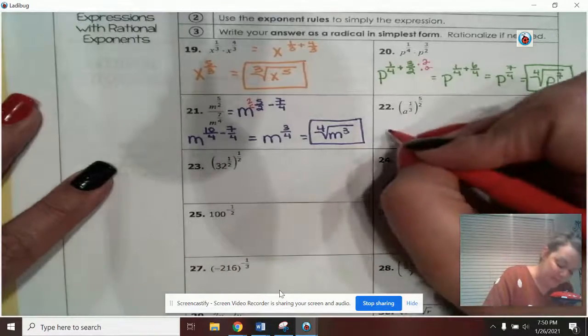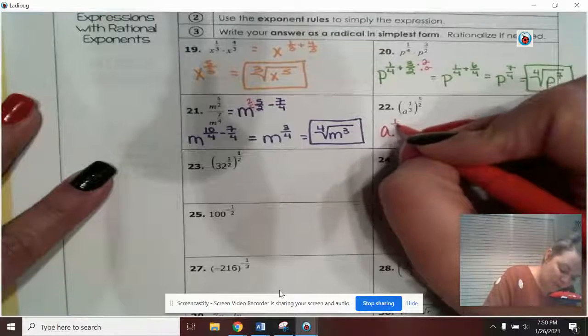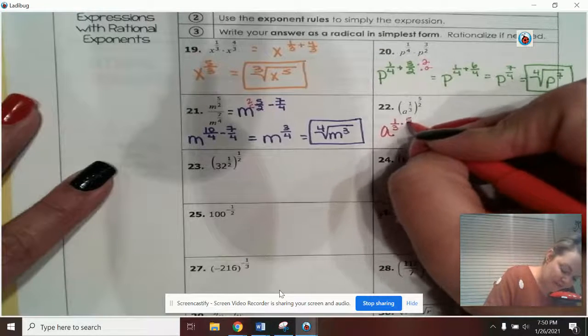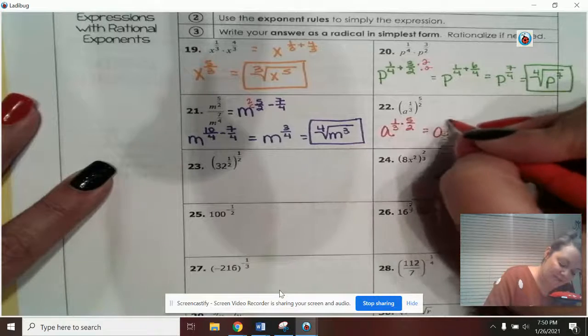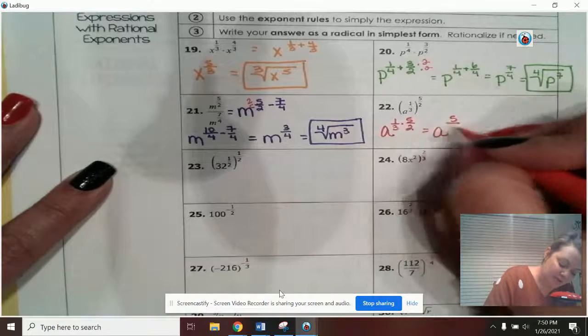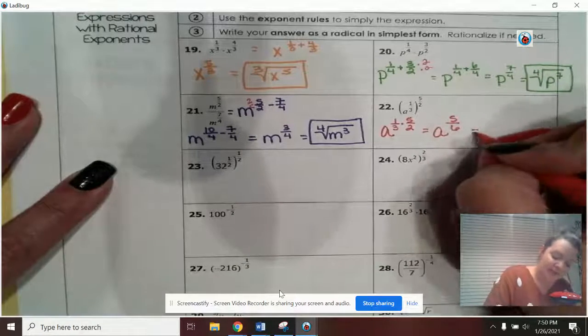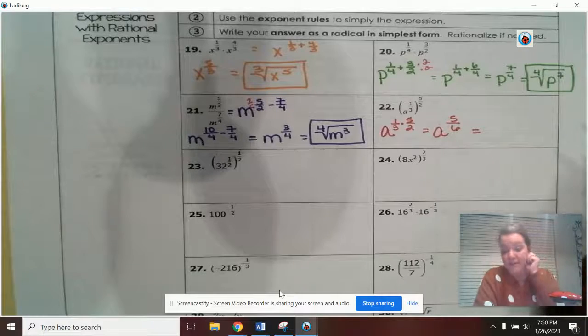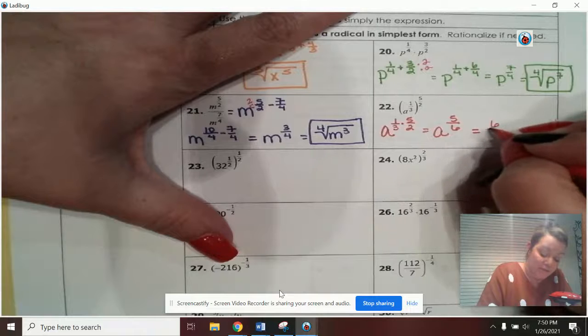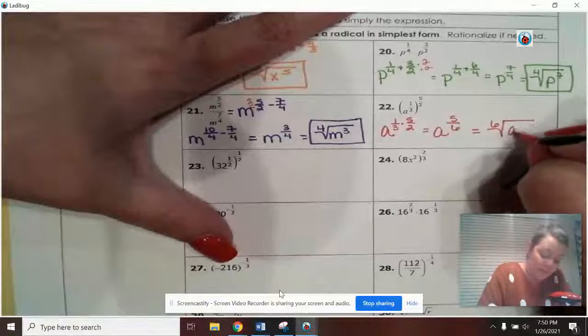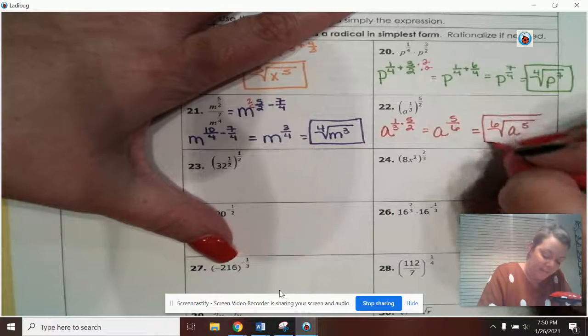This is one base to a power to a power, so you multiply. A to the 1/3 times 5/2 is A to the 1 times 5 is 5, 3 times 2 is 6, A to the 5/6. And if I write that in my radical notation, the 6 is my root. So this is the 6th root of a to the 5th.